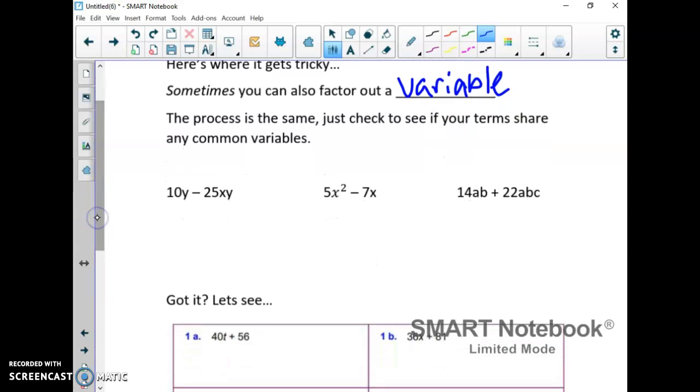So if I'm looking at 10y minus 25xy, I'm sorry, I'm going to put both of those on a sled. Now let's start with our numbers. What's a number that 10 can be divided by that 25 can also be divided by?